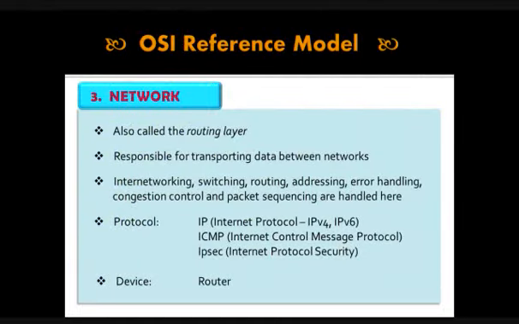The network layer at layer 3 is responsible for transporting data between networks and is also called the routing layer. All routed networks connected to the Internet function at this level using the Internet protocol, and data is transferred in a series of hops. Internetworking, switching, routing, addressing, error handling, congestion control, and packet sequencing are handled here.